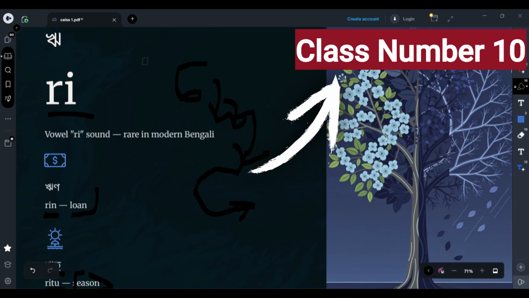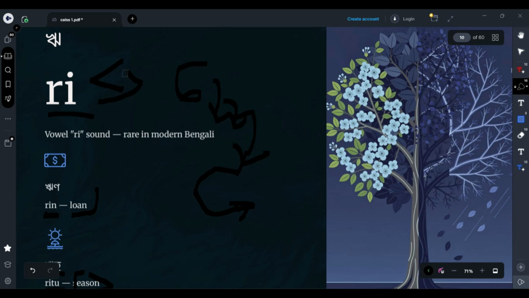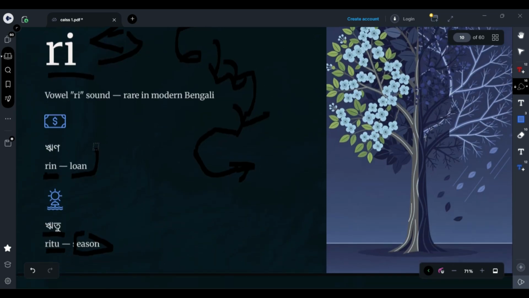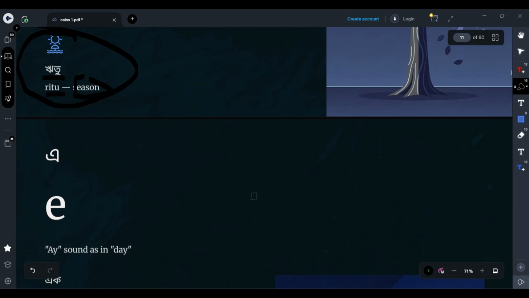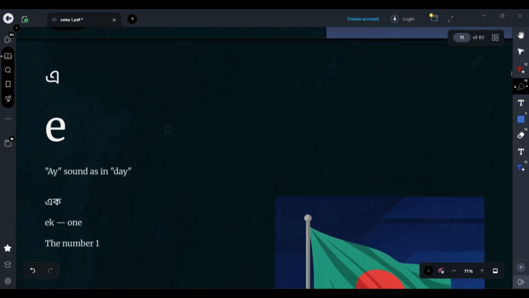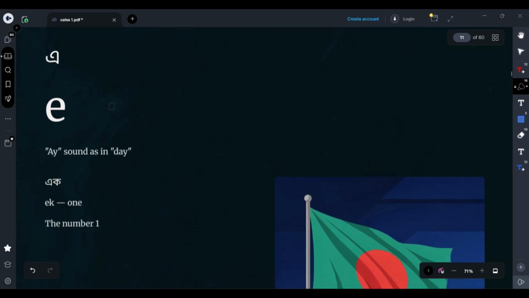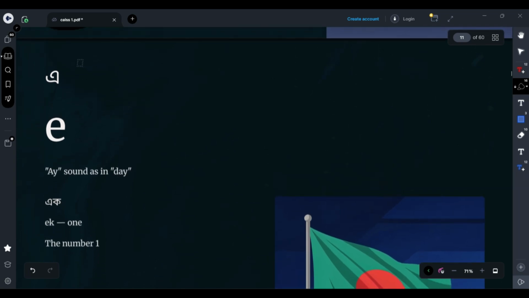In this part, we learn a new word, and in the previous lesson we learned a very rare sound. It is called re, and we also read the words. One is reen, it means loan in English, and the second one is ritu. Ritu means season in Bengali. So in this part, we'll learn a new word and also the pronunciation of a new alphabet.